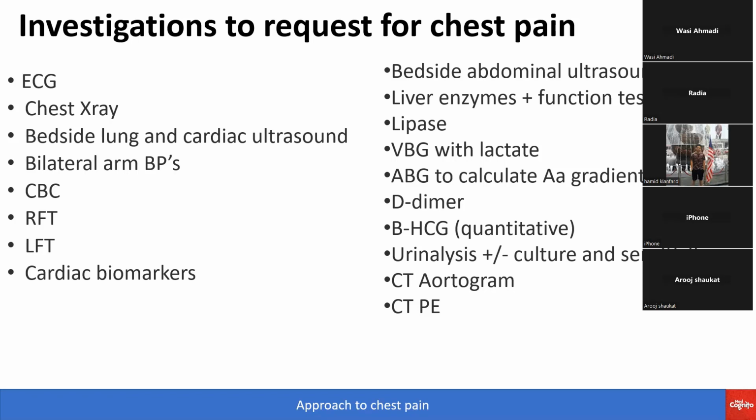You may want to do your CBC, your renal function test, your liver function test. You've already talked about your cardiac biomarkers. But if a patient has chest pain: ECG, cardiac biomarkers, chest x-ray, boom, boom, boom.